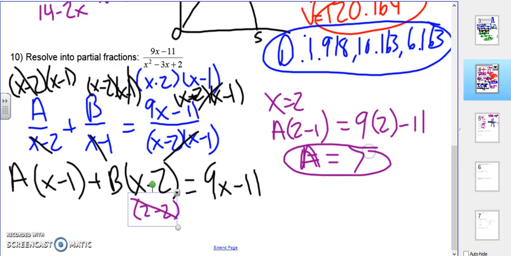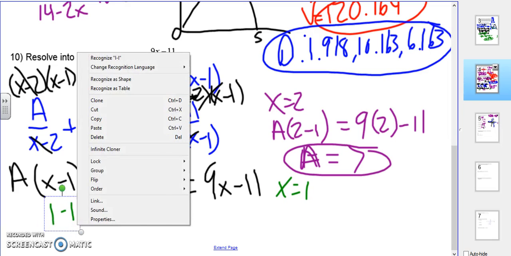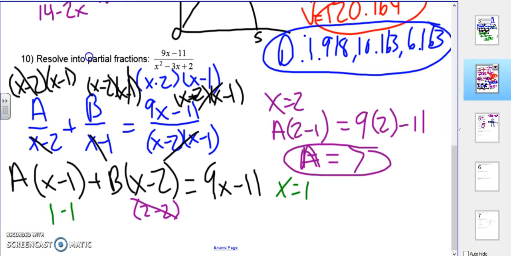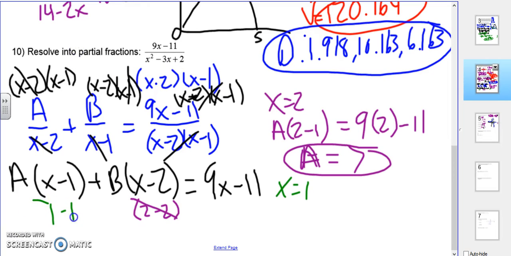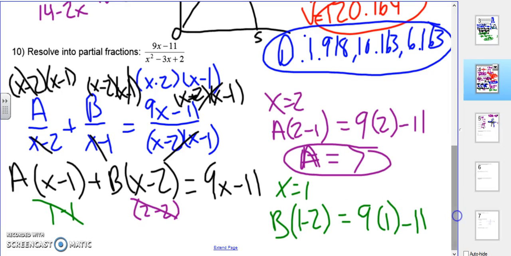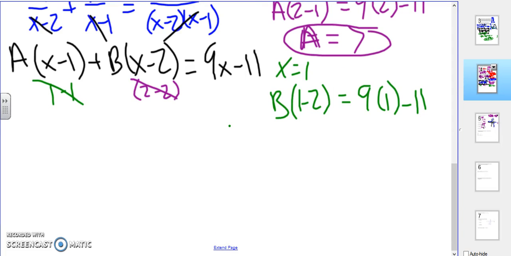So a is 7. Now I've got to find b, so now x has to equal 1, because if x equals 1, then the a is going to be gone. So then I'm going to have b times 1 minus 2 equals 9 times 1 minus 11. So what am I going to get? Let me extend the page. There we go. So I'm going to get negative b equals 9 minus 11, which is negative 2. So positive b would be 2. So that's what b is.